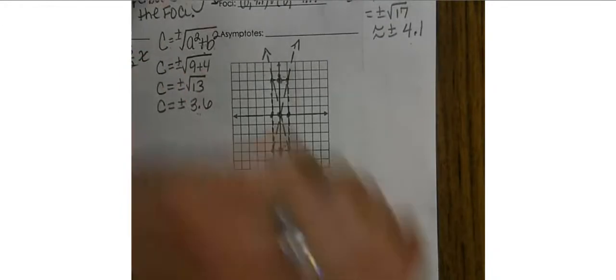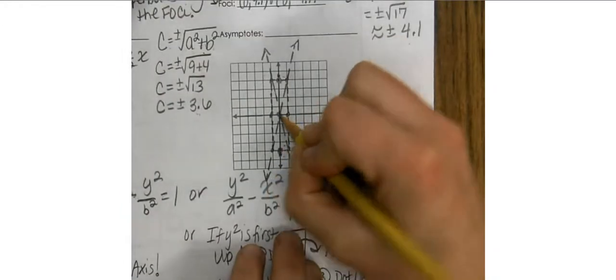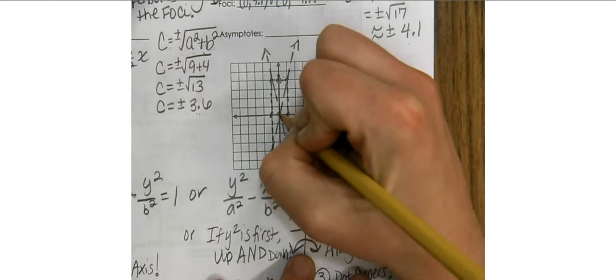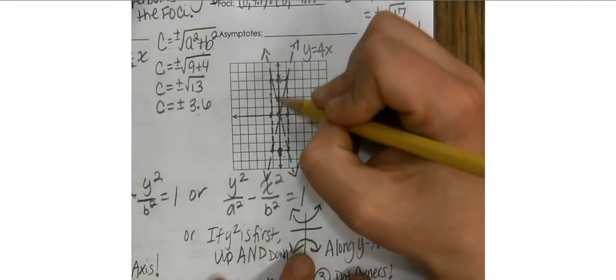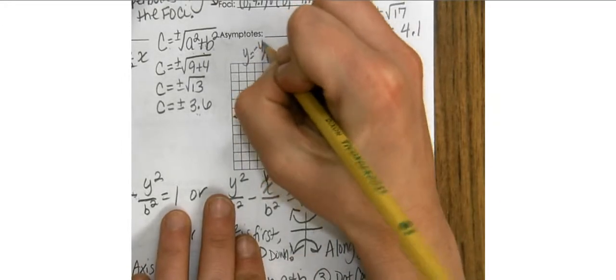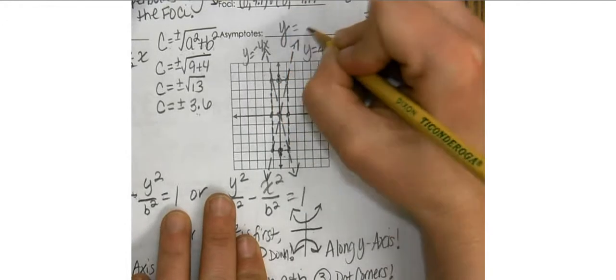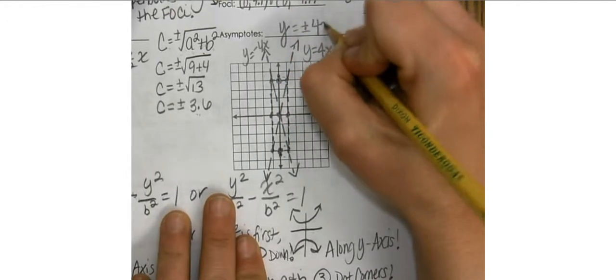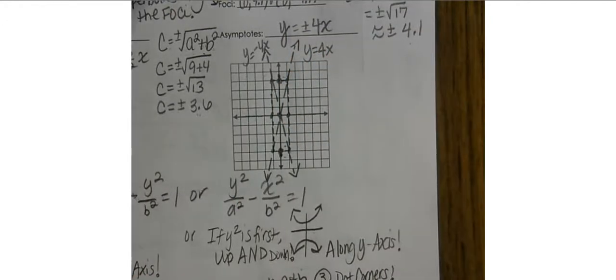So now what we need to do is we want to write equations for these asymptotes. So starting at 0, 0, that's my B value. I'm going to rise 4 and run 1. So my equation is y equals 4x. And I'm going to go down 4 to the right 1. So this is y equals negative 4x. So my asymptote is y equals plus or minus 4x. So those are my asymptotes.